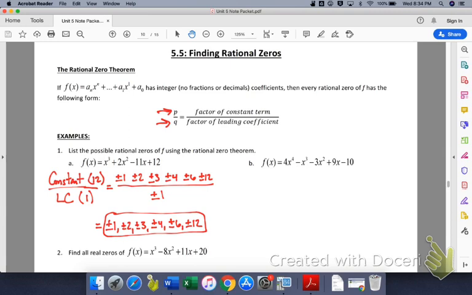Example B, same idea. If I want to figure out the possible zeros, once again, I'm going to identify the constant, which is negative 10, and the leading coefficient, which is 4. It doesn't matter if your constants and coefficients are positive or negative. You'll still use plus and minus with each of your factors. So what factors do we have for negative 10? 4 factors here: positive and negative 1, positive and negative 2, positive and negative 5, and positive and negative 10. For the leading coefficient of 4, you have positive and negative 1, 2, and 4. Those 3 numbers will divide into that.